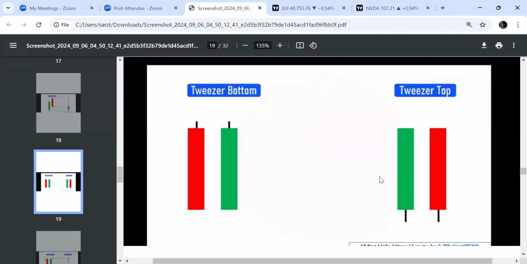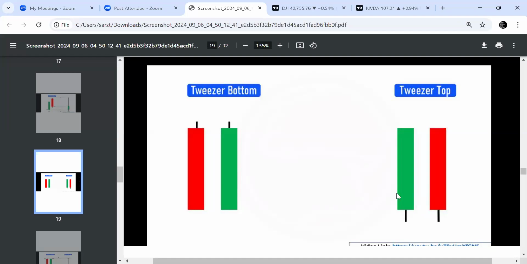And conversely, a tweezer top occurs when the price is in an uptrend and a strong bullish candle forms, indicating that the bulls are in control. If the next candle breaks the high of this bullish candle, it typically signals a continuation of the uptrend. However, in the tweezer top pattern, the second candle fails to break the high of the previous bullish candle, and instead the price starts to move lower.